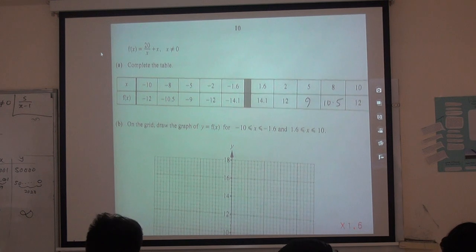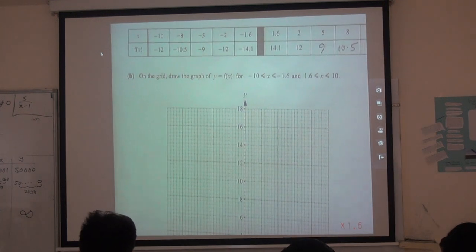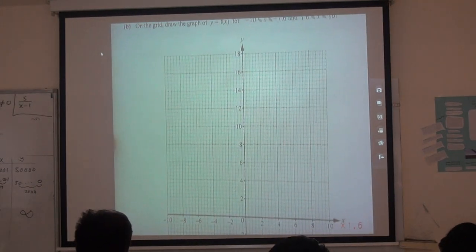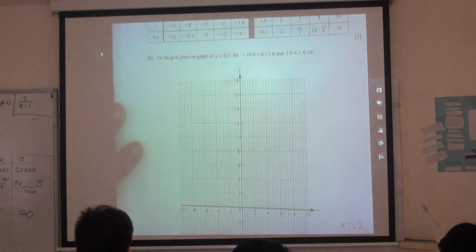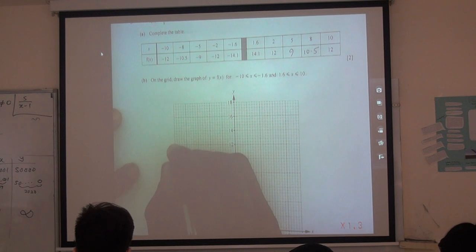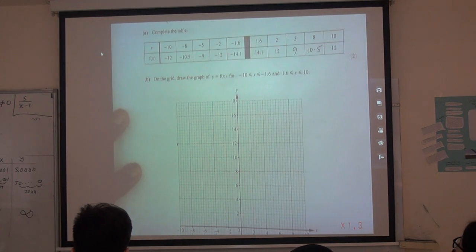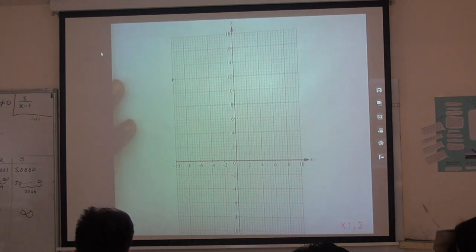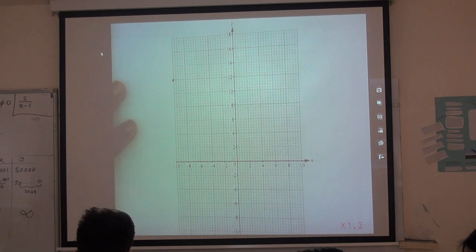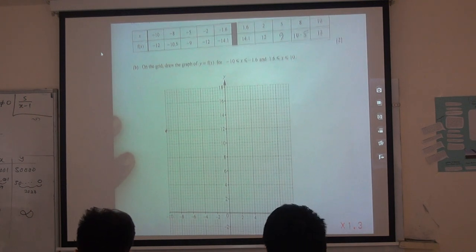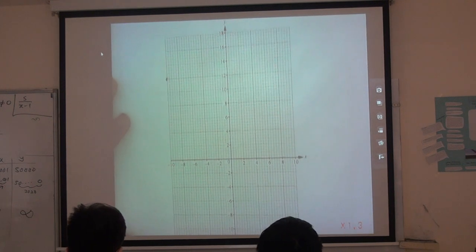All right, so let's plot this graph. So negative 10, negative 12. Please, I need everyone's attention. Negative 10, negative 12. So where is that? Here. Okay? Negative 8, 10.5. No, sorry. Negative 12 is at the bottom. Apologies. You see, this is why you need to pay attention. In case I make a mistake, you correct me. Thank you. All right, the next one, negative 8 and negative 10.5.